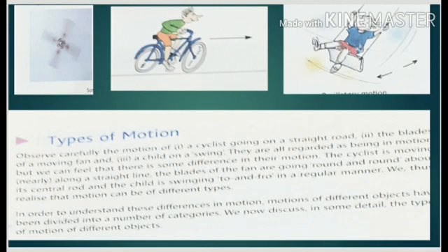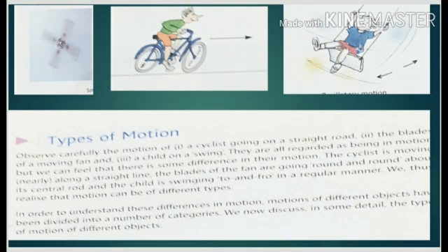Three pictures are shown here. Let's observe one by one. First one is of a fan. The blades of the fan are moving round and round without changing their position because these blades are fixed at a central point.